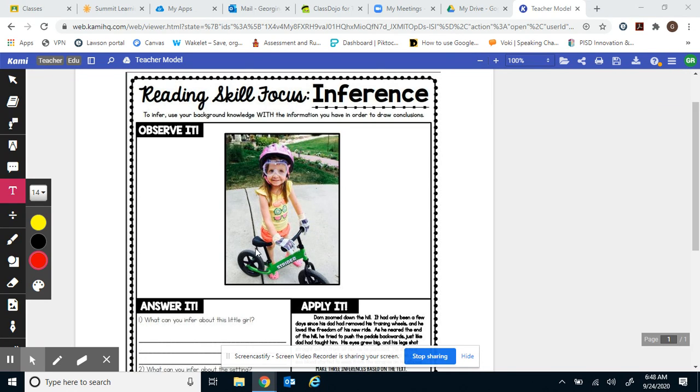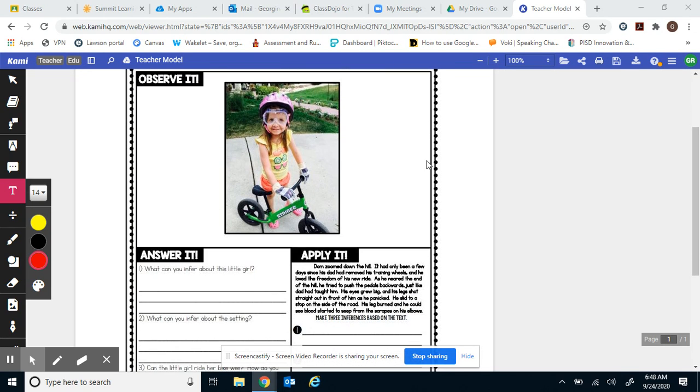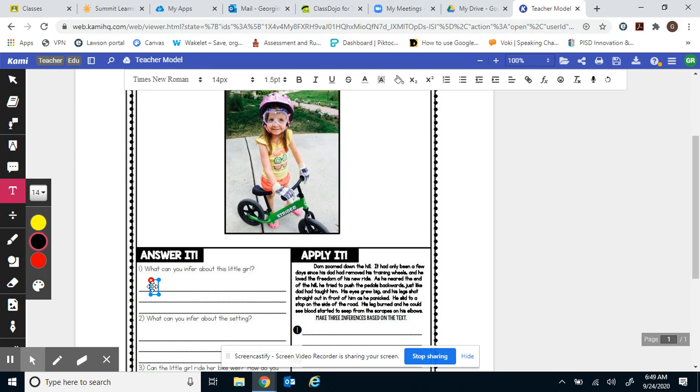We notice she's on a bicycle, she's smiling, she's got her safety gear on with her goggles, her gloves, and her helmet. So what we need to do is think about what's going on in this picture and what we already know. So the first question asks, what can you infer about this little girl? Well, obviously, she believes in safety. She likes riding her bicycle, so I'm going to write that down.